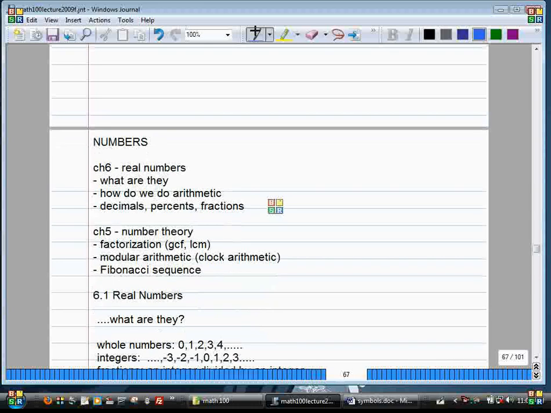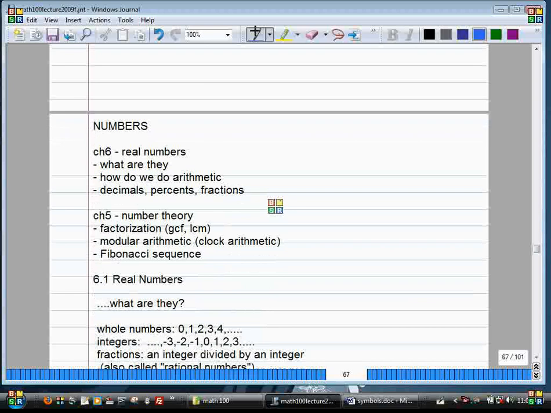Next, occasionally there might be a number between 2 and 3. So fractions, which are almost equivalent to decimals, but not quite, and I'll say that in a second. So a fraction is anything that you can represent as an integer divided by an integer. These are also called rational numbers.